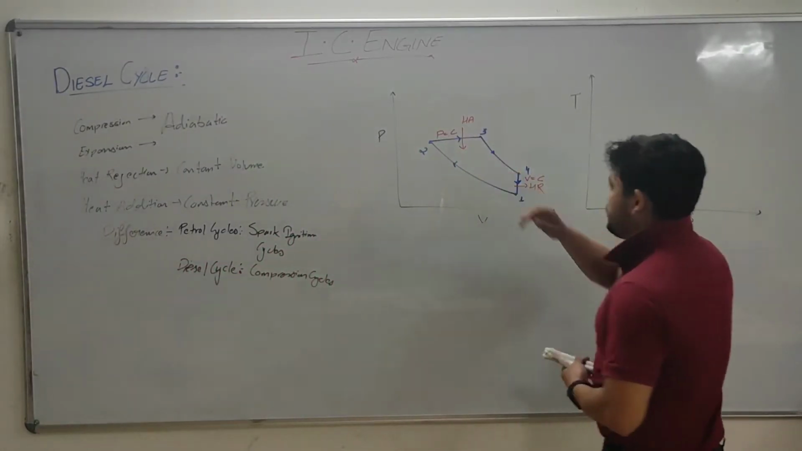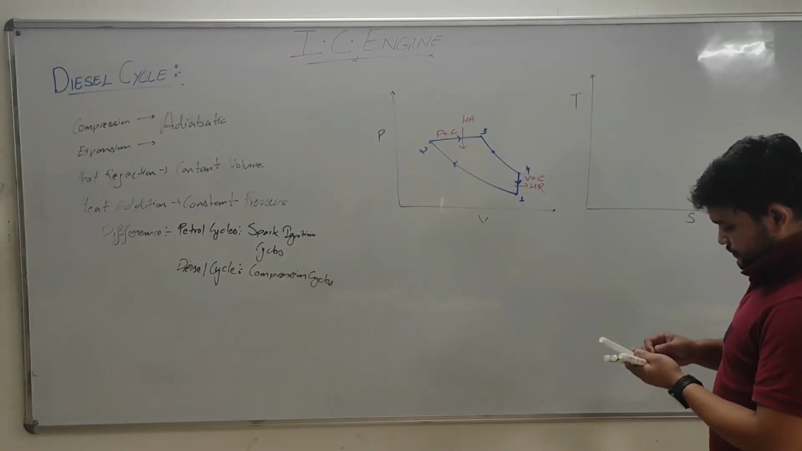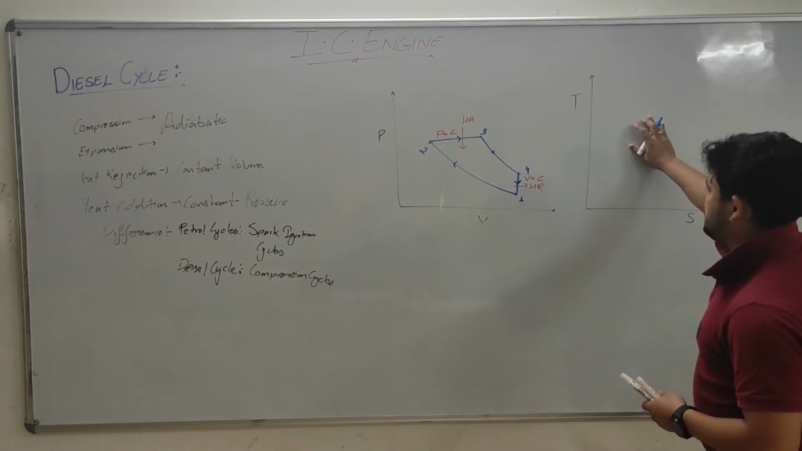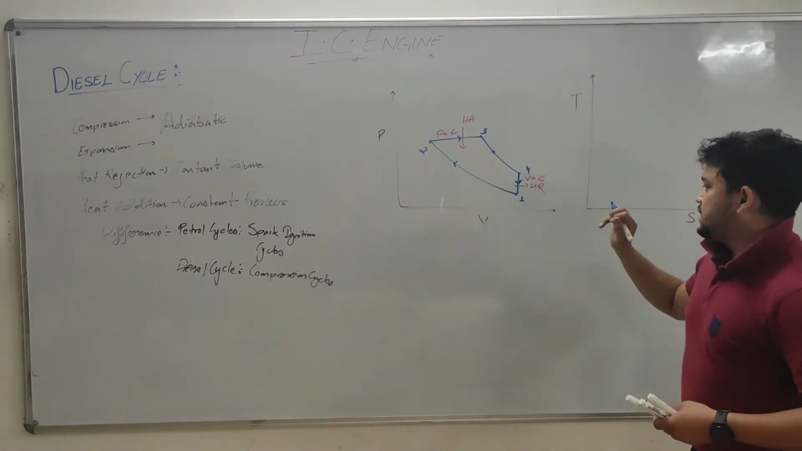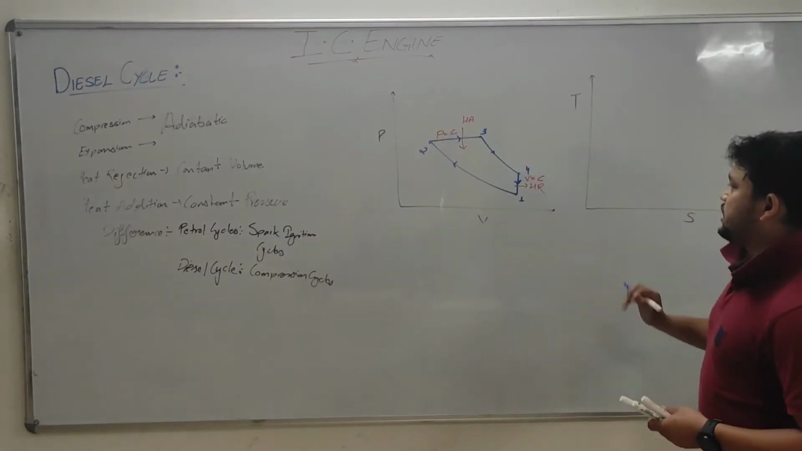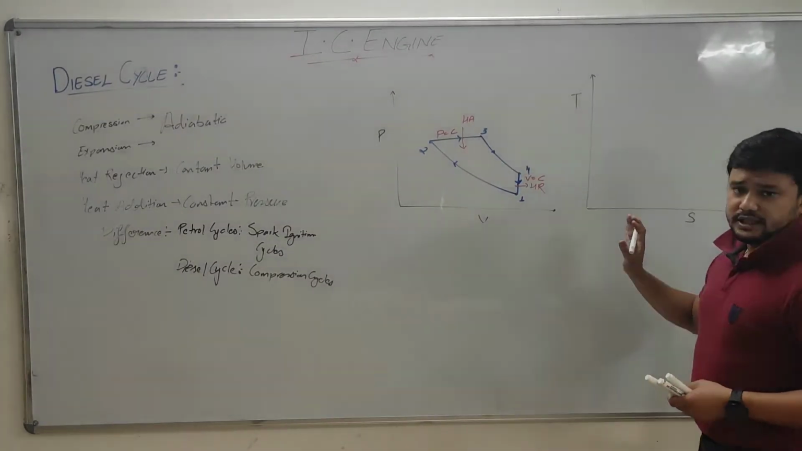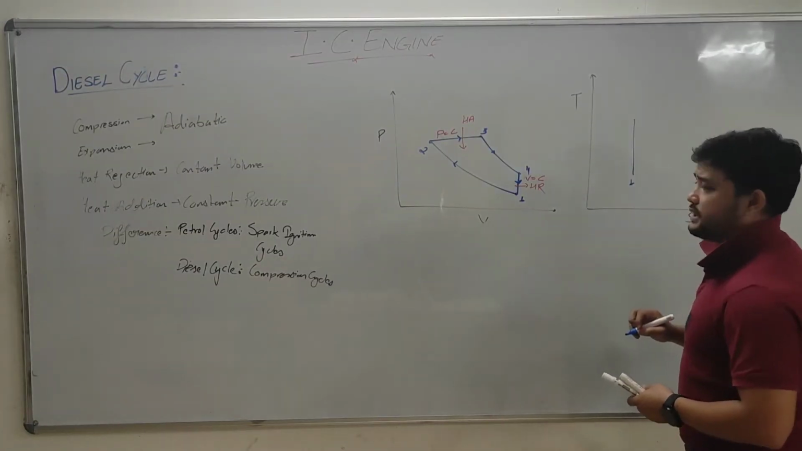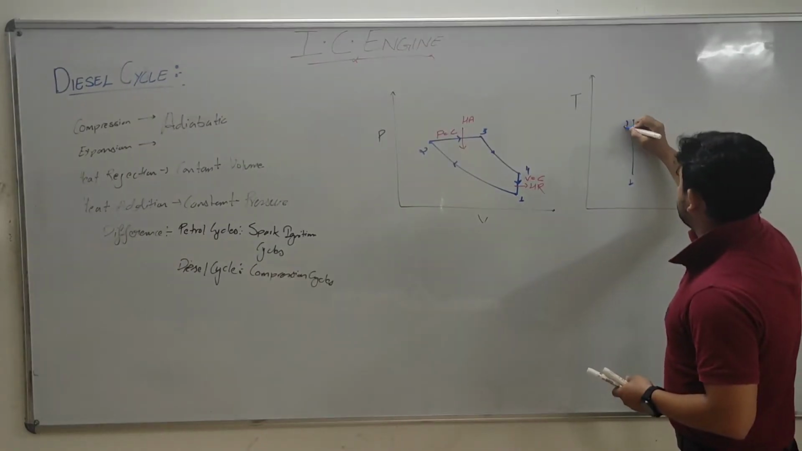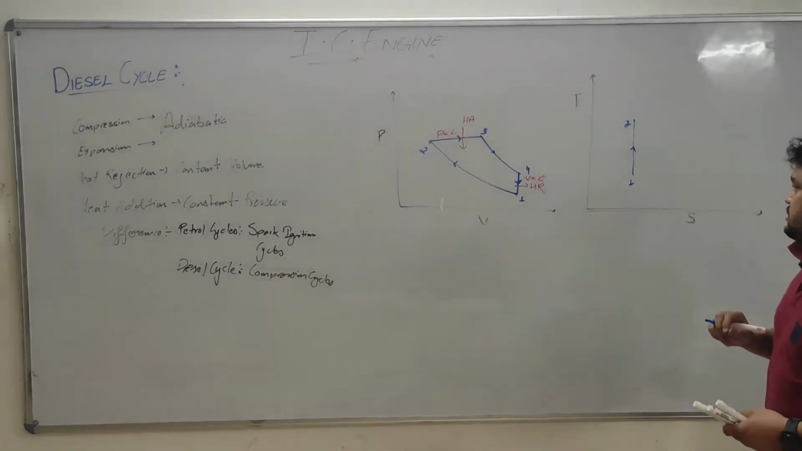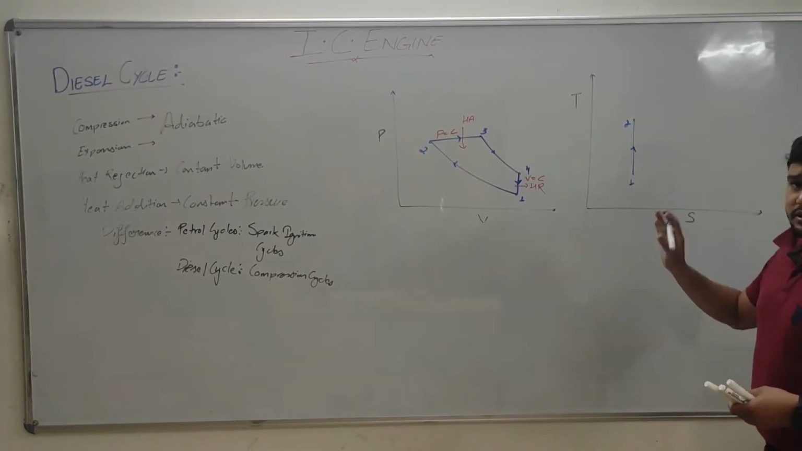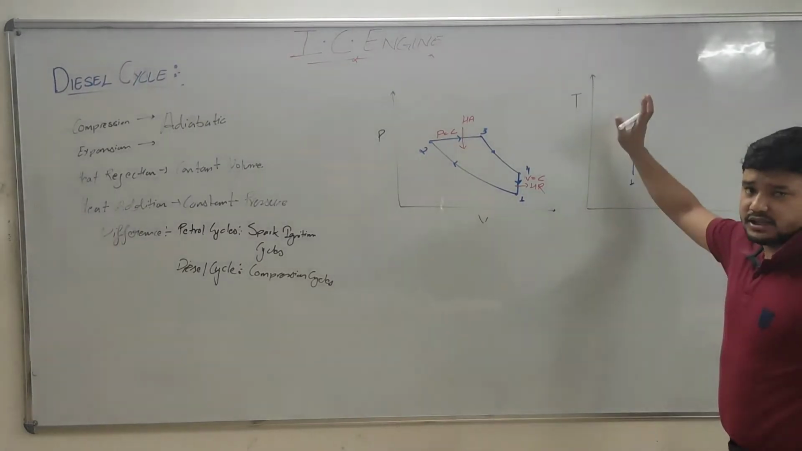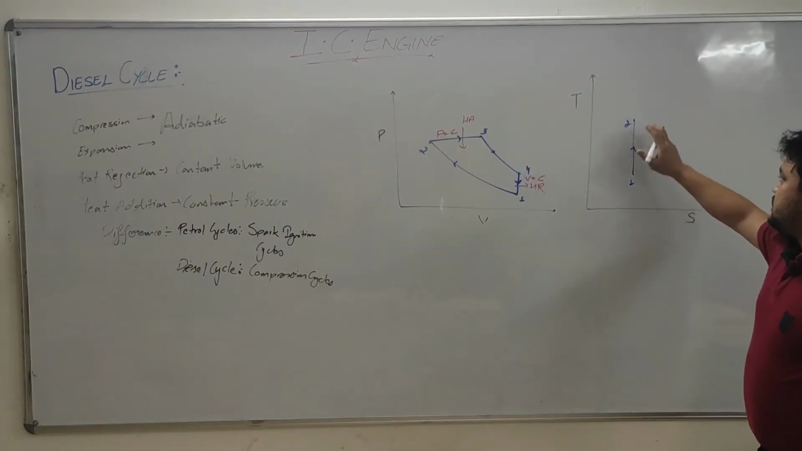You can see that from 1 to 2, adiabatic compression will take place. What will happen in adiabatic compression? The volume will decrease, the pressure will increase, and the temperature will increase. Suppose there is point 1. It will go like this, 1 to 2. Here the temperature will increase, but because it is a reversible adiabatic process, the entropy remains the same. That's why it is a straight line. From here to here, the temperature will increase.